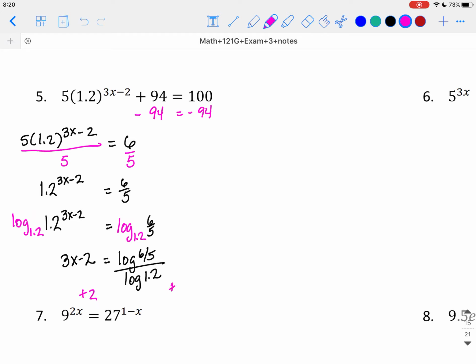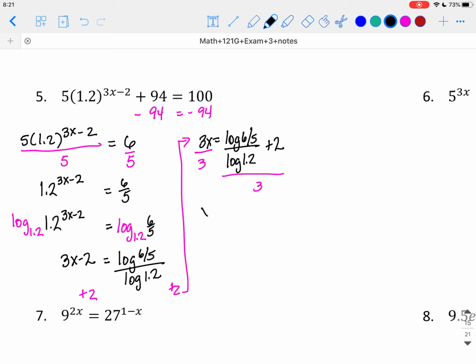And then I am going to add 2 to both sides. And so I'm going to be left with 3x is equal to the log of 6/5 divided by the log of 1.2 plus 2. And then to solve for x, the 3 and the x are multiplying, so to get rid of the 3, I'm going to divide both sides by 3. And so I'm going to be left with x is equal to the log of 6/5 divided by the log of 1.2 plus 2, all of that divided by 3.